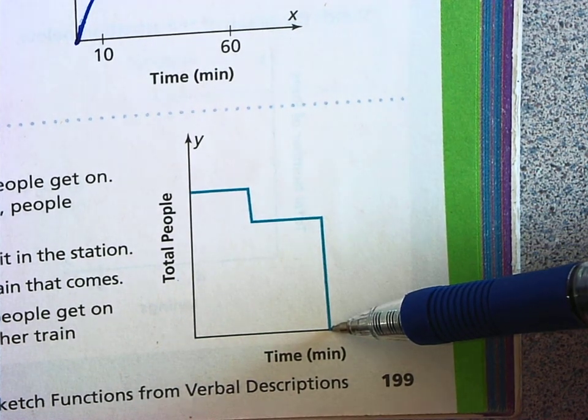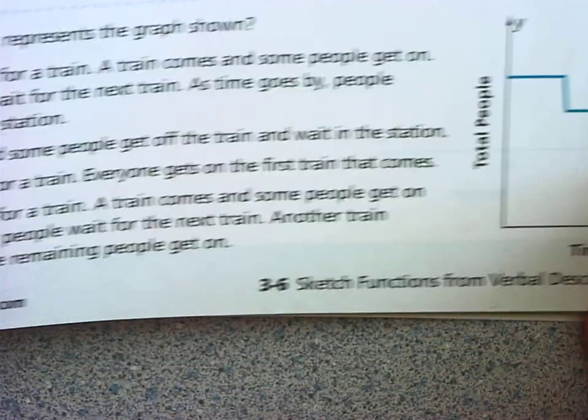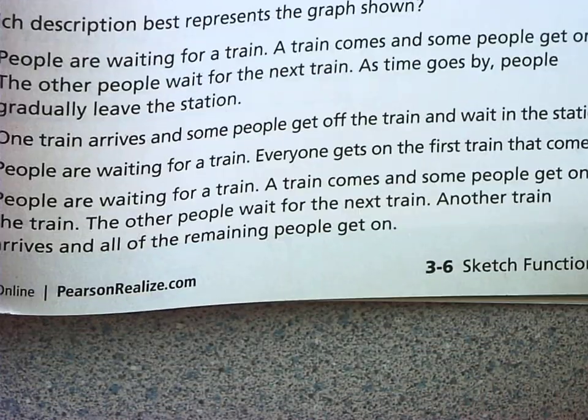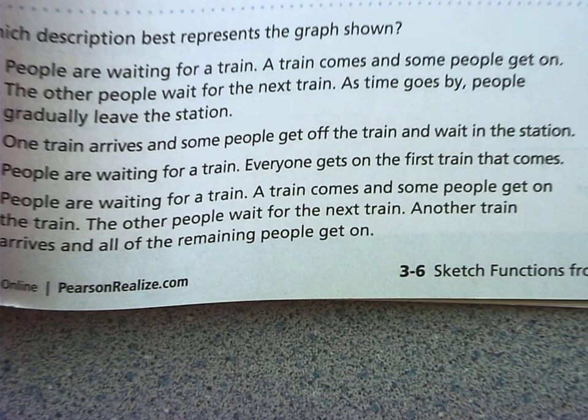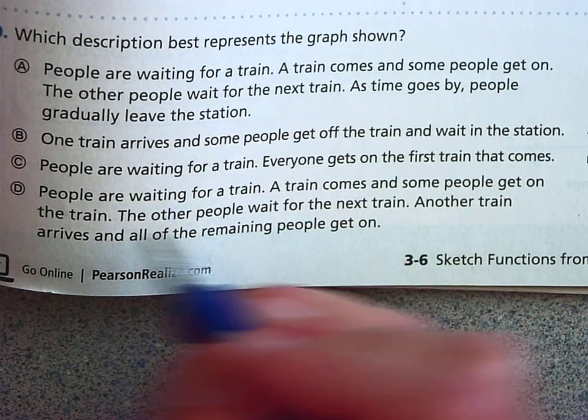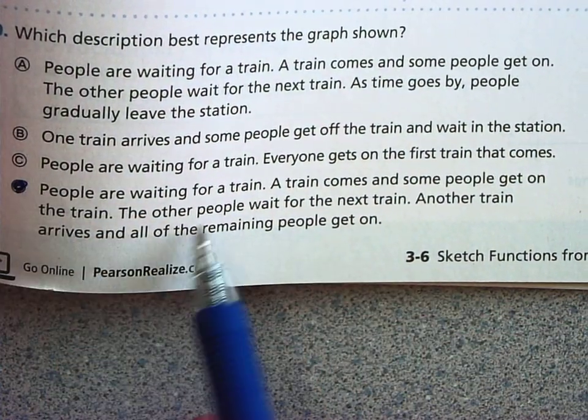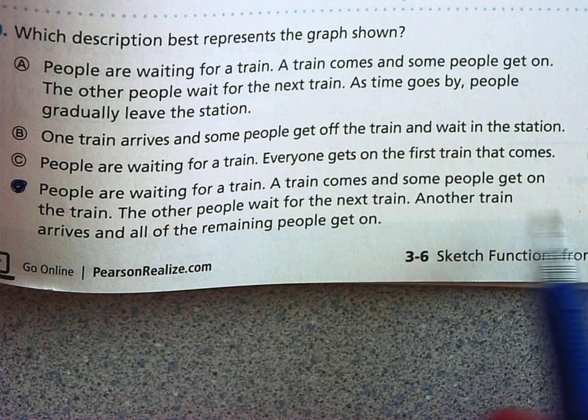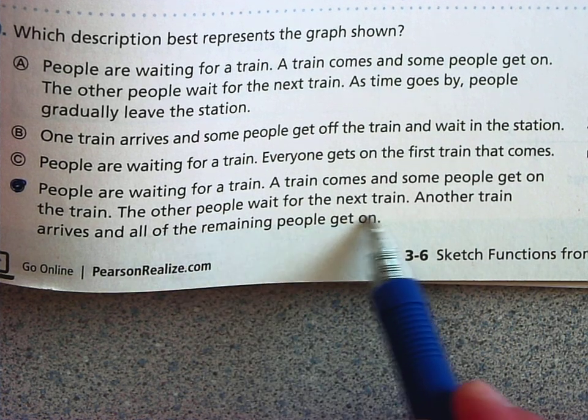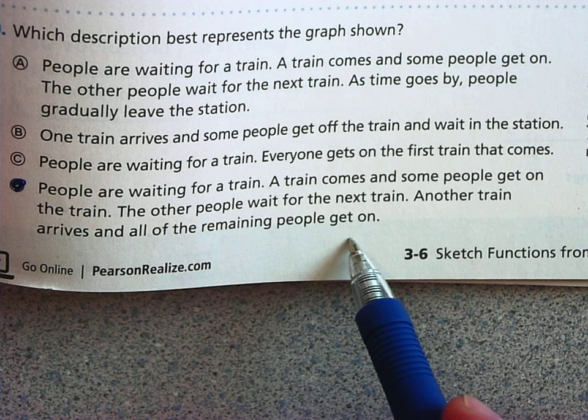So what would mimic that? What would explain that situation? Well, let's read these. Let's take a look actually at this last one. People are waiting for a train. A train comes and some people get on the train. The other people wait for the next train. Another train arrives and all the remaining people get on.